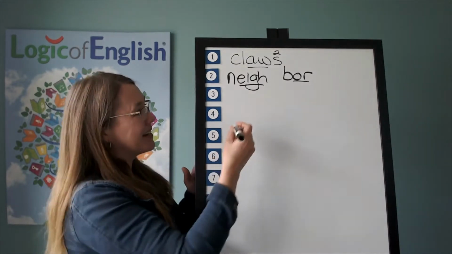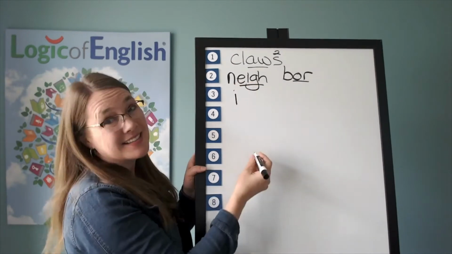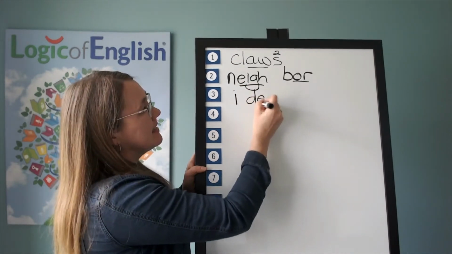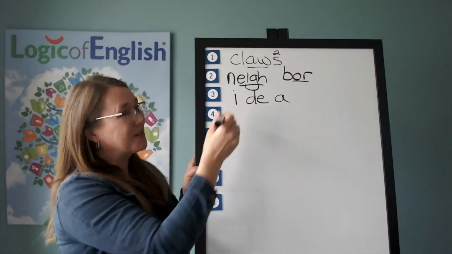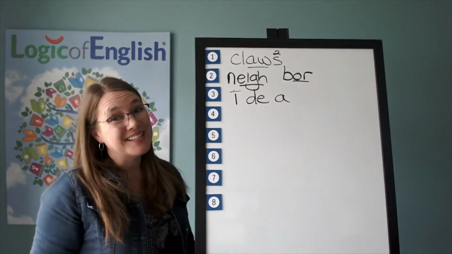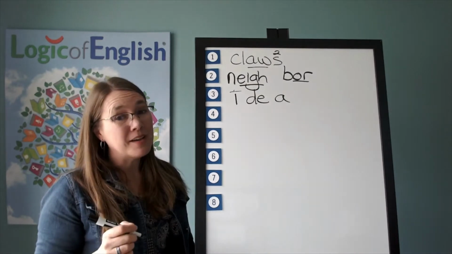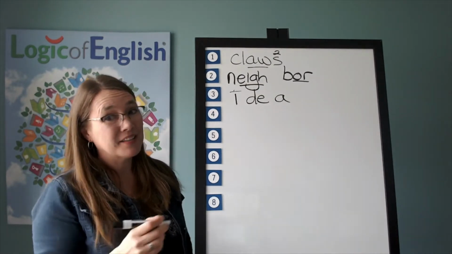Good. And help me to write it. The first syllable is I. The second syllable is D. D-E. The third syllable is aw. Aw. How will we mark it? Put a line over the I. And why did the I say its long sound? I and Y may say I or I at the end of the syllable.